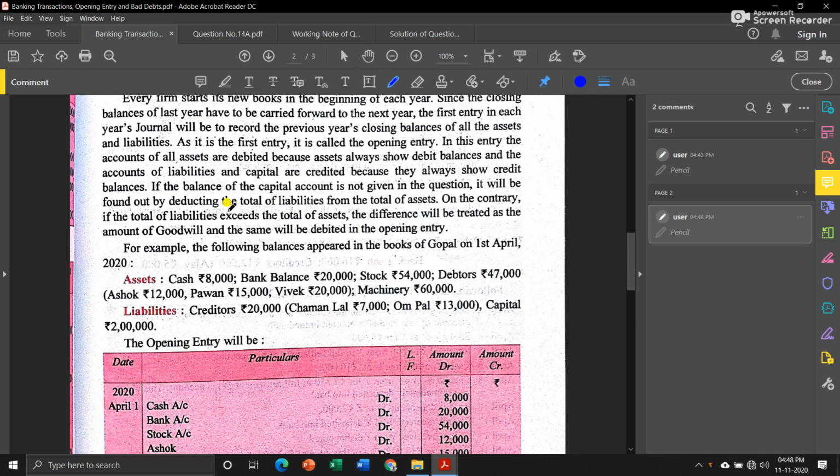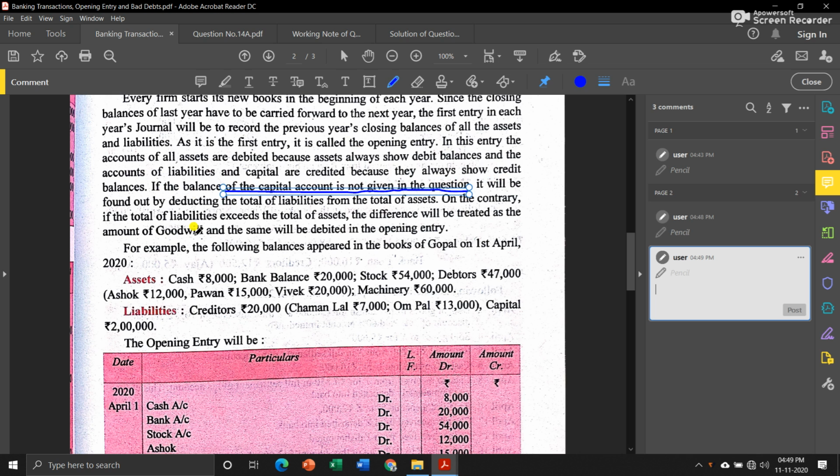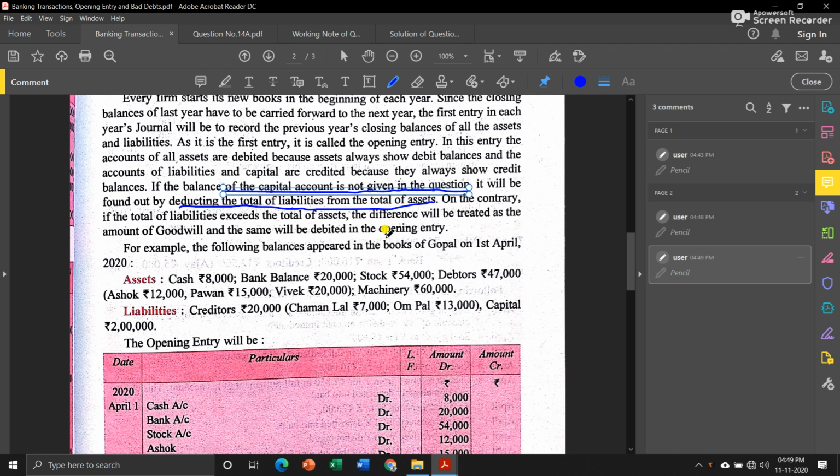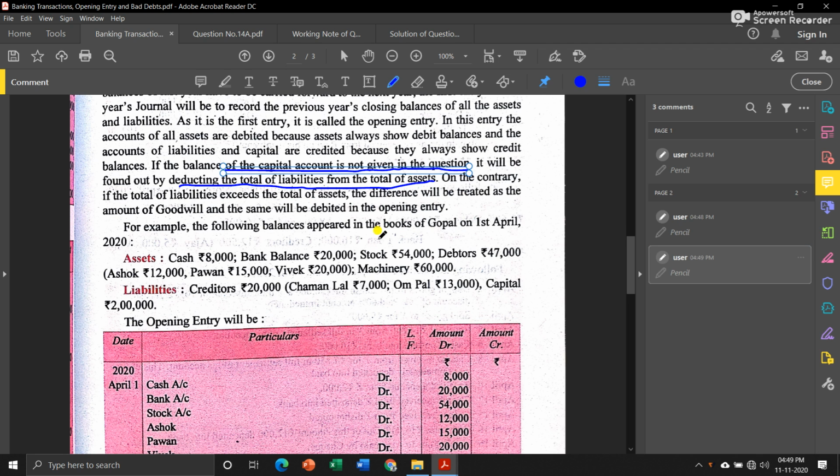Here you can see, if the balance of the capital account is not given in the question, it will be found out by deducting the total liabilities from the total assets, because in some cases we will not be given the capital account. In that case, surely the liability side will be less, and we will write capital account on the credit side, by writing the amount by which it is lesser than assets.